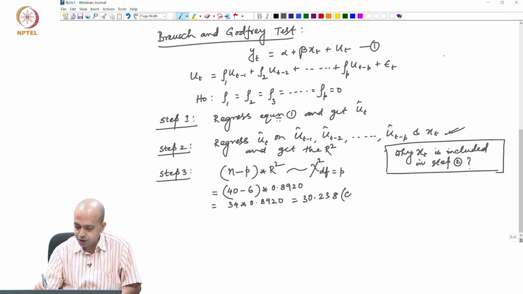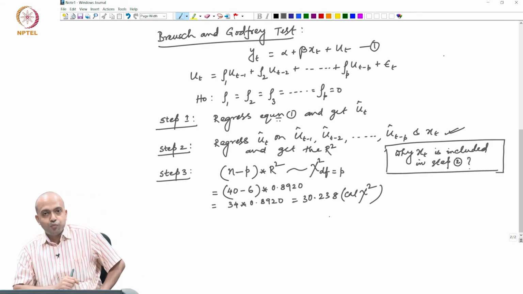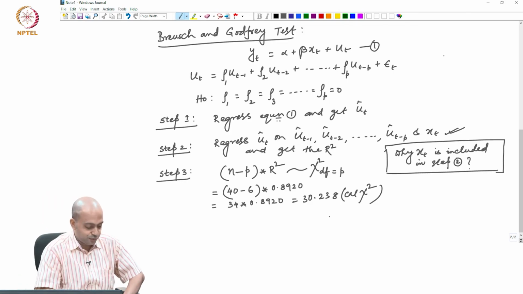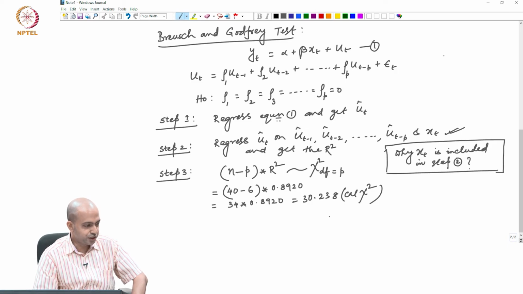This calculated chi-square you now need to compare with the tabulated chi-square value. So, from the table, if you see the chi-square value, what would be the degrees of freedom? Degrees of freedom is 6. With 6 degrees of freedom, you will see the chi-square is around 12.59.